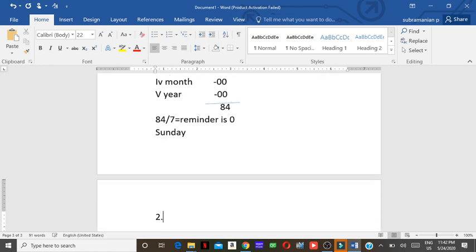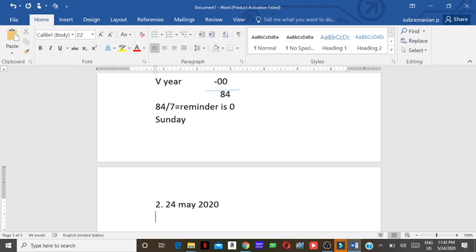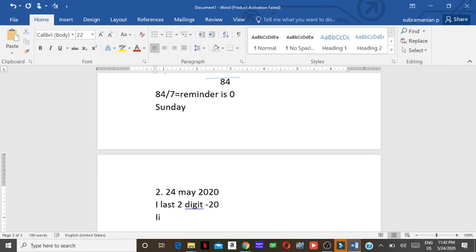Second question. Same question, but we have to take a different date: 24 May 2020. In this, the first step is the last two digits of the year, so we are taking 20. The second step is divided by 4. 20 divided by 4 will give the quotient as 5. You already know.